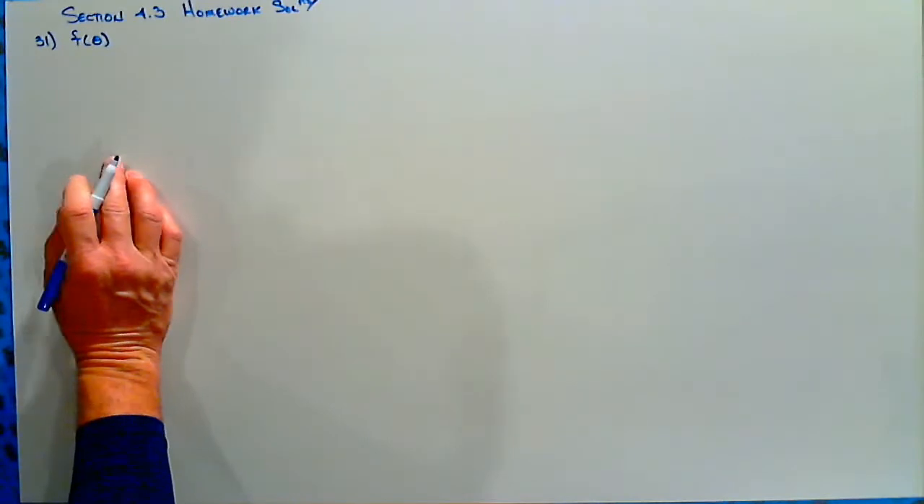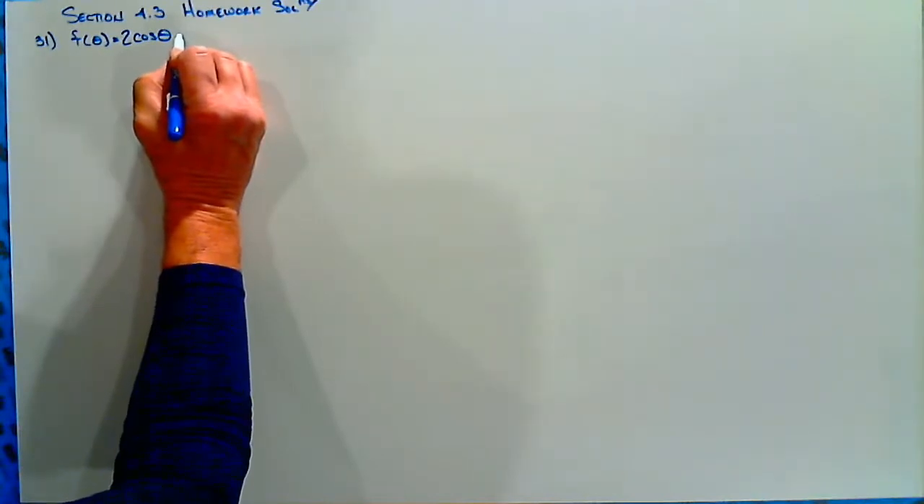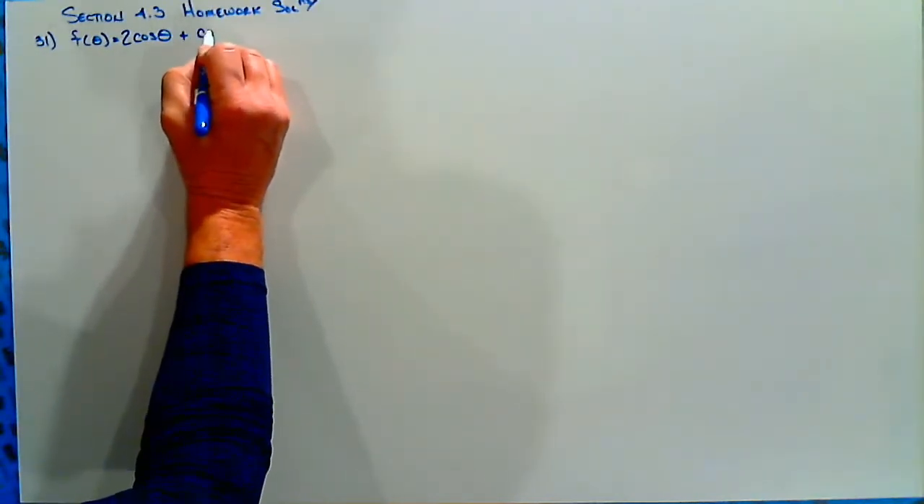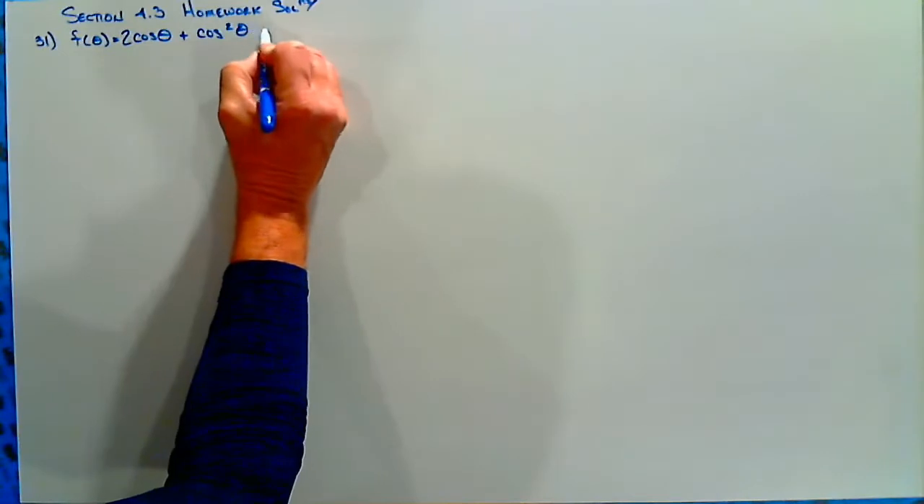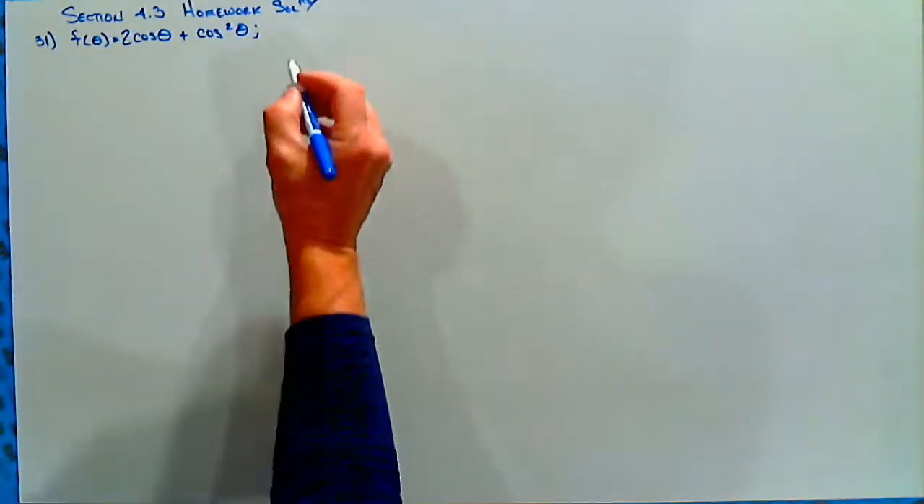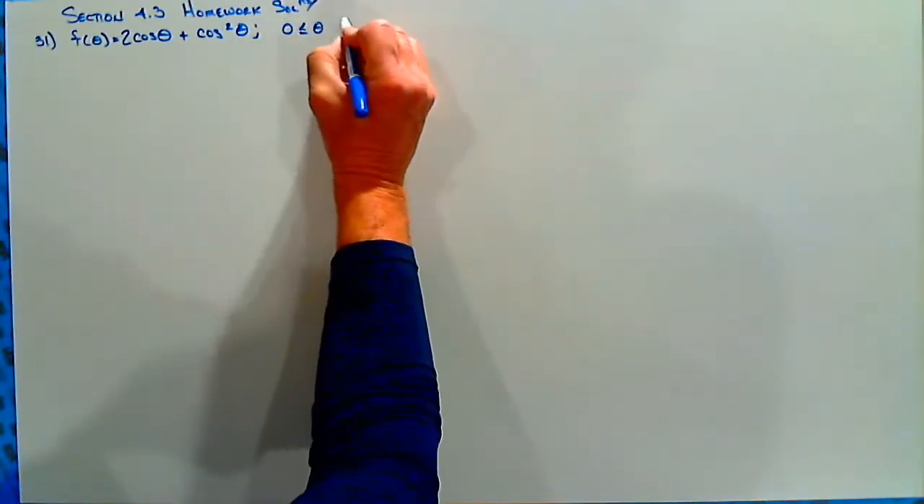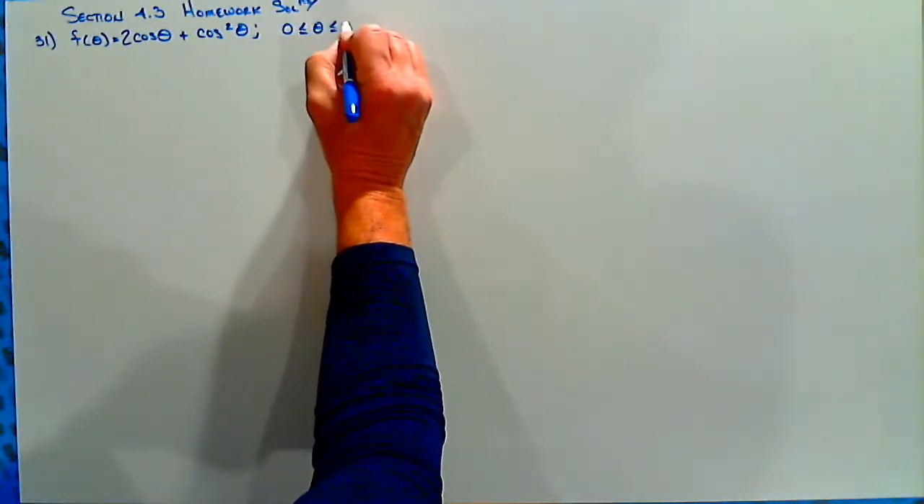So we have f of theta equals 2 cosine theta plus cosine squared theta. And because Mr. Stewart, who is our author, has given us a gift here, we have a restriction on our domain. Theta is bounded below by 0 and above by 2 pi.